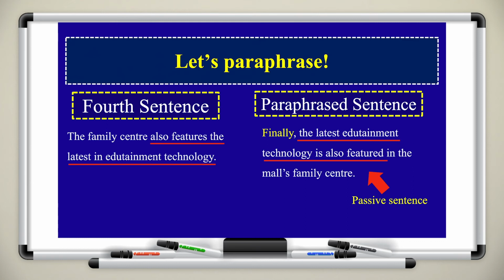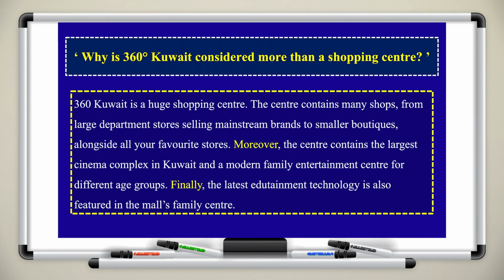Finally, the latest edutainment technology is also featured in the mall's family center. We use the word finally here as a connector, and we've also changed an active sentence into the passive sentence. This is how your summary should look like. You should use connectors, and it's paraphrased. And pay attention to the following. It's in a paragraph, not in points. If you do these very simple steps, then we guarantee that you can get the full mark in this summary.